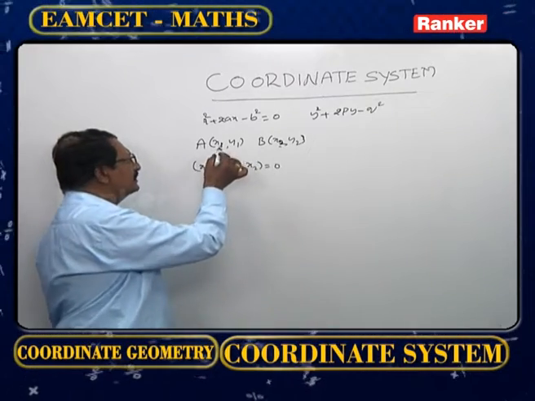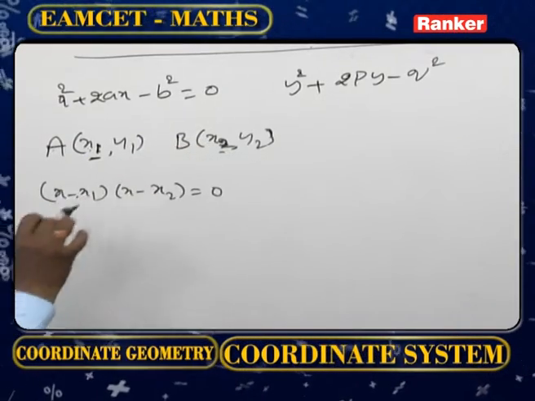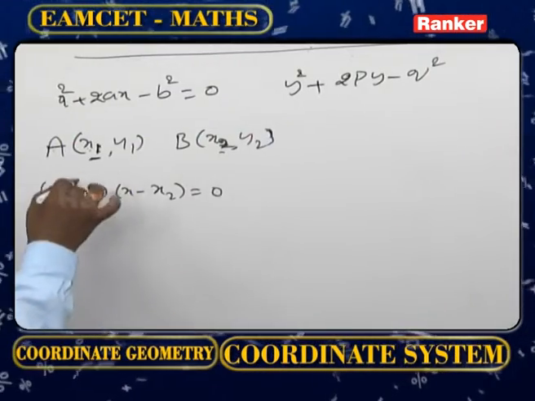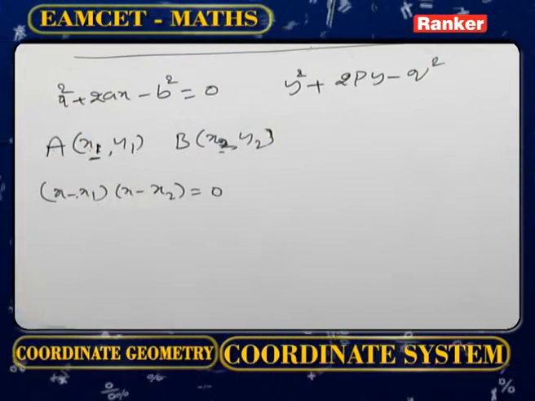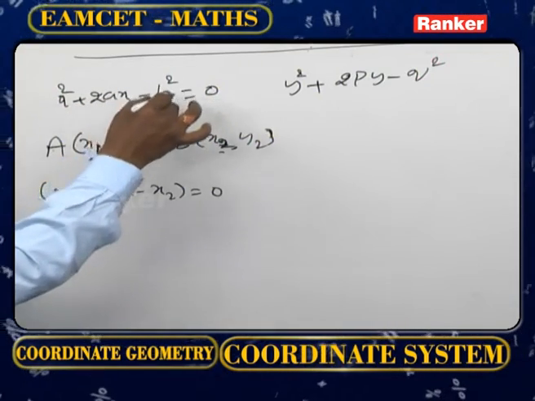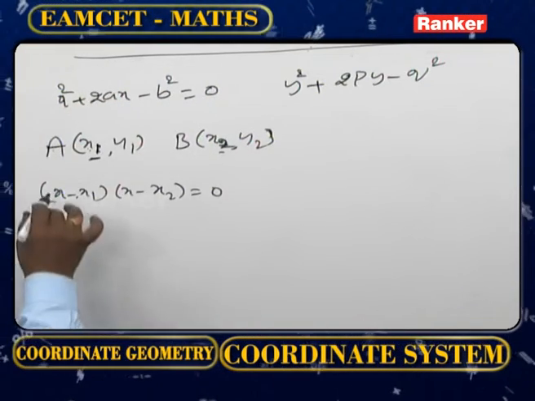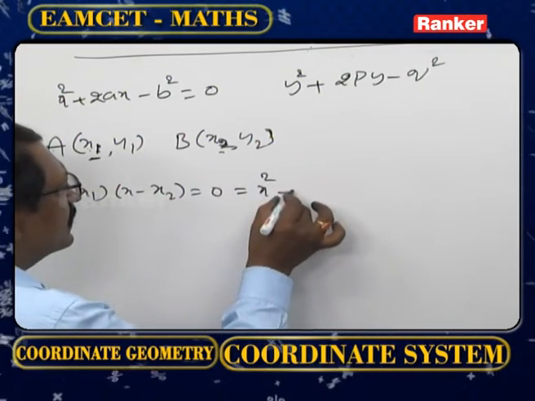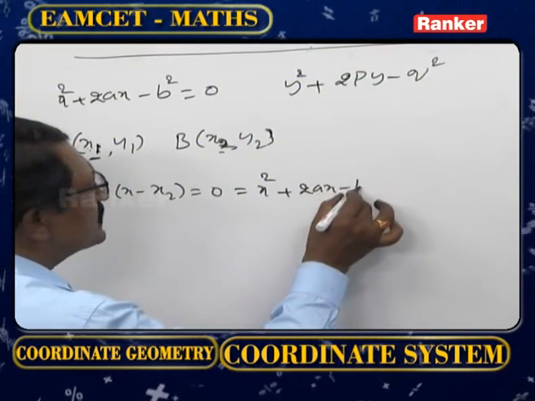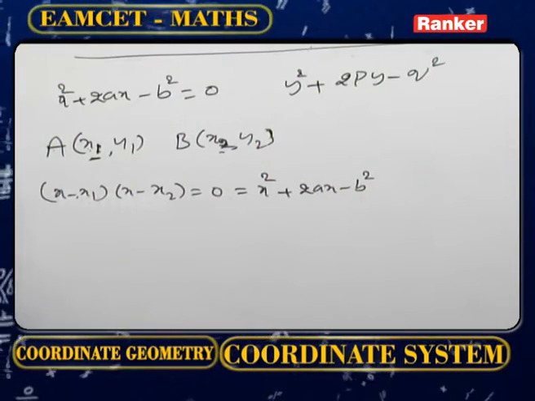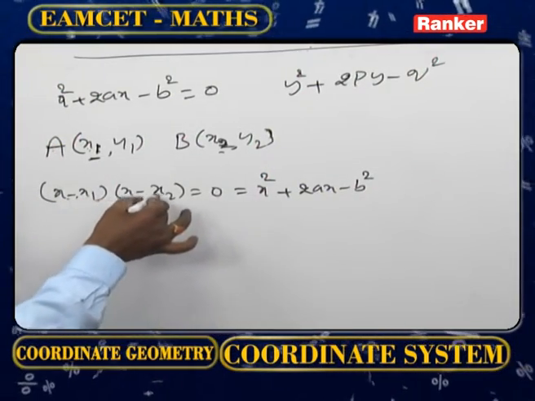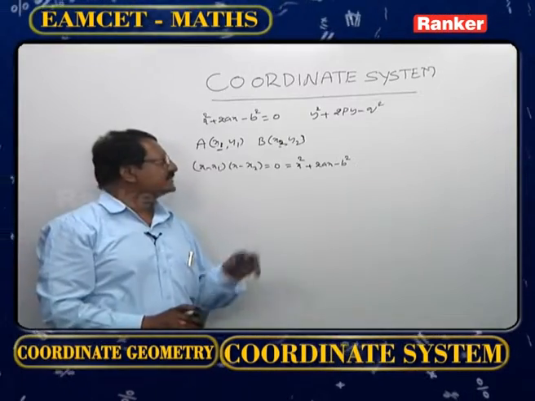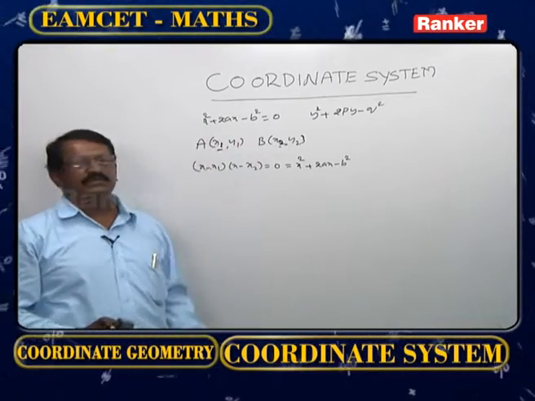The quadratic equation whose roots are x1 and x2 is (x minus x1)(x minus x2) equals 0. But actually x1 and x2 are roots of the first equation x square plus 2ax minus b square equals 0. Then (x minus x1)(x minus x2) equals x square plus 2ax minus b square equals 0, because x1 and x2 are roots of the first equation.